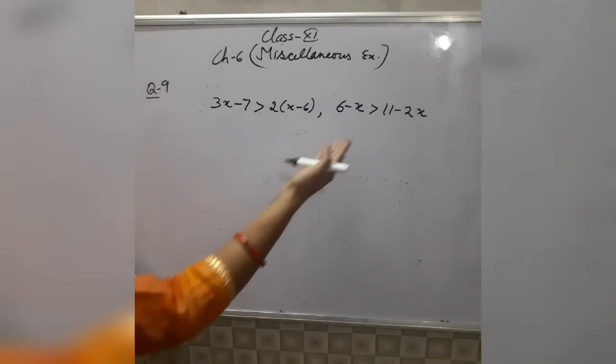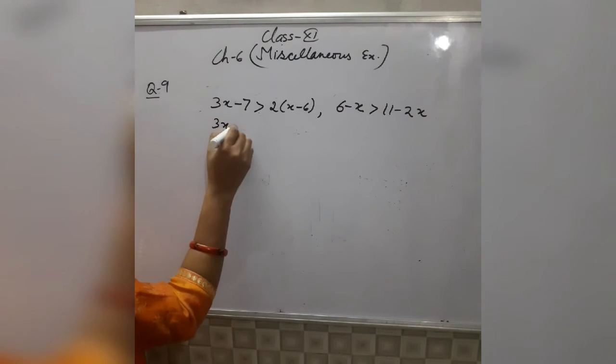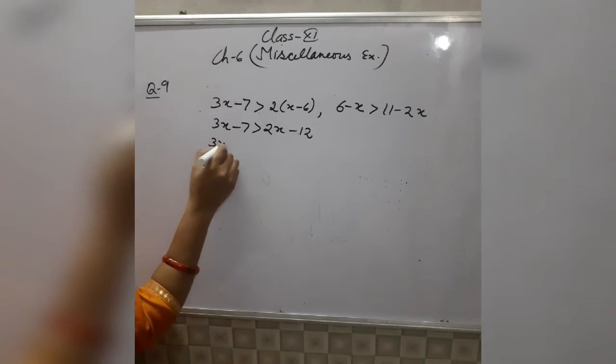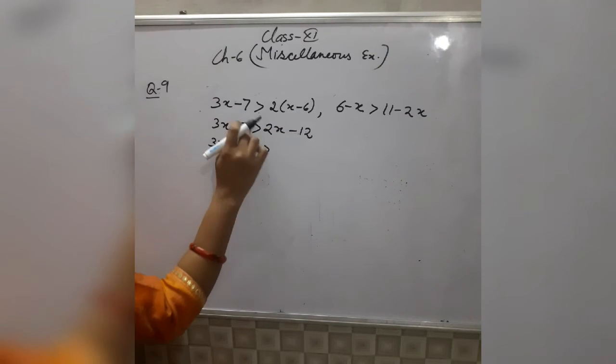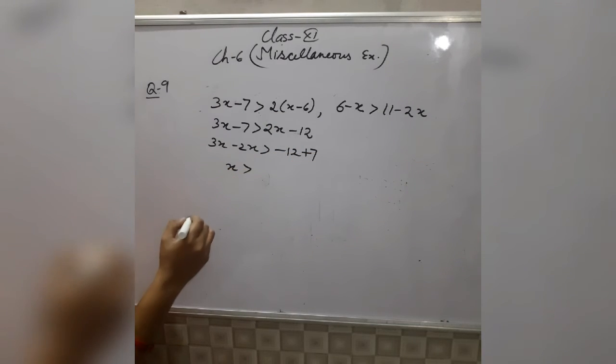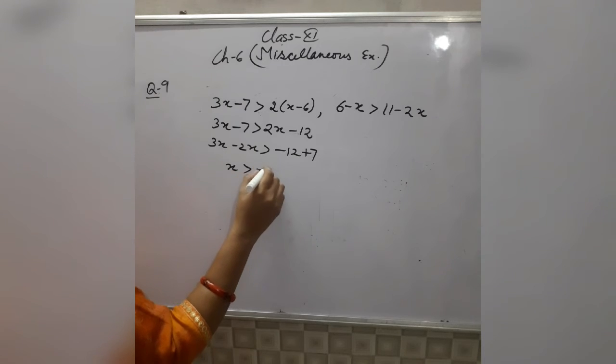Firstly, separately you will solve the linear inequalities. 3x minus 7 greater than 2x minus 12. This 2x comes on this side, 3x minus 2x, and minus 7 comes on this side, it becomes plus 7. You will get the value of x is greater than minus 12 plus 7, which means minus 5.